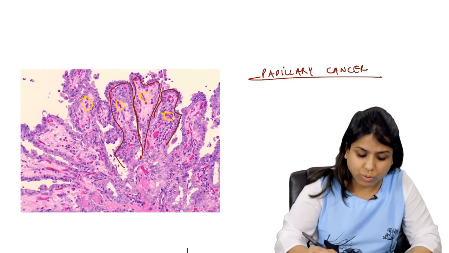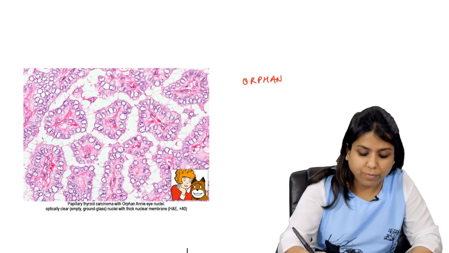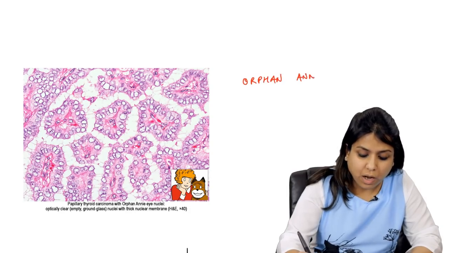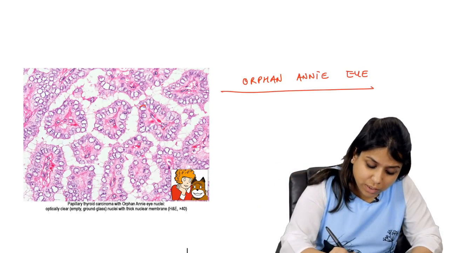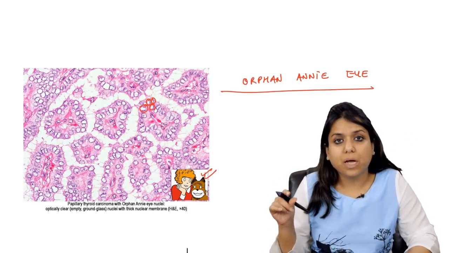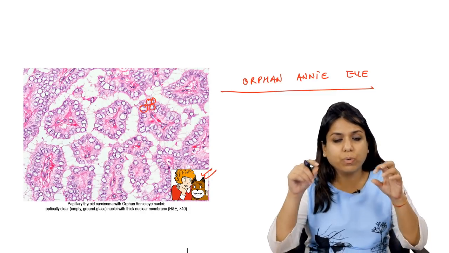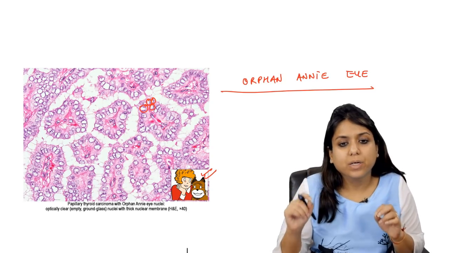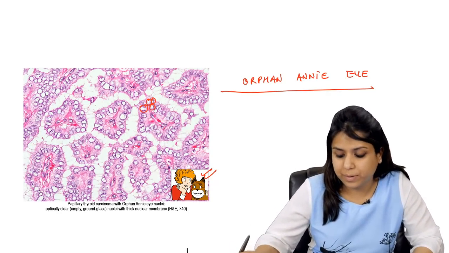Next image shows Orphan Annie eye nuclei, right? So, the papillae have cells which have clear cytoplasm, clear nuclei. Can you appreciate? This has been compared to a cartoon character called Little Orphan Annie. The cartoonist forgot to put any pupil in the eye. So, this is Orphan Annie eye nuclei, right?